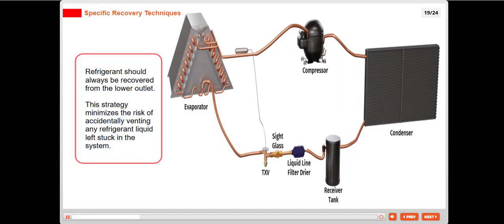Refrigerant should always be recovered from the lower outlet. This strategy minimizes the risk of accidentally venting any refrigerant liquid left stuck in the system.